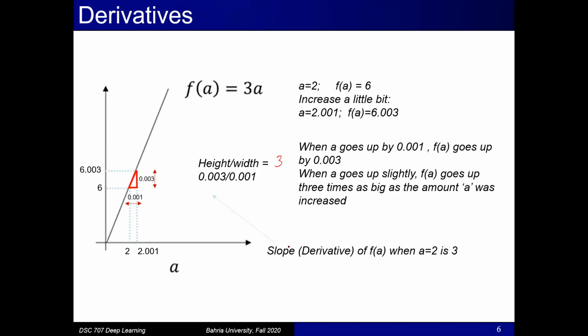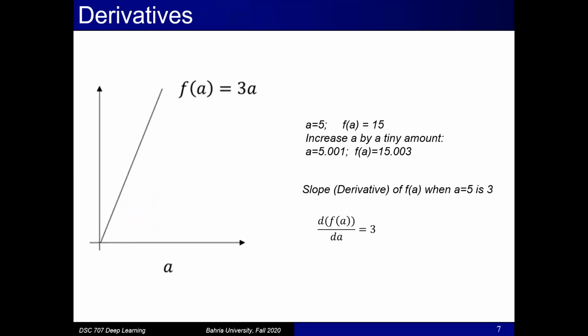And we can say that the slope of f of a when a equals 2 is 3, or you can say the derivative of f of a when a is 2 is 3. And if you want to write it mathematically, you can use this notation: derivative of this function with respect to variable a, it is 3.